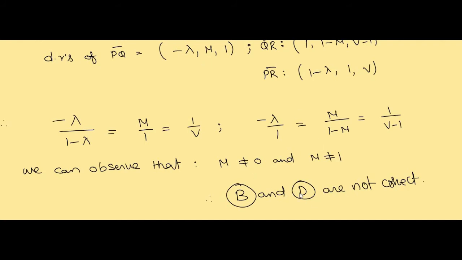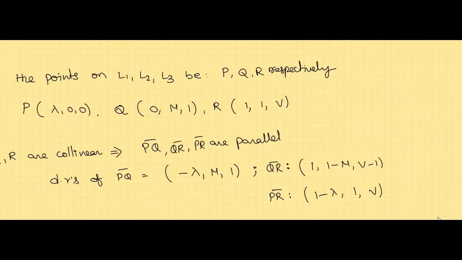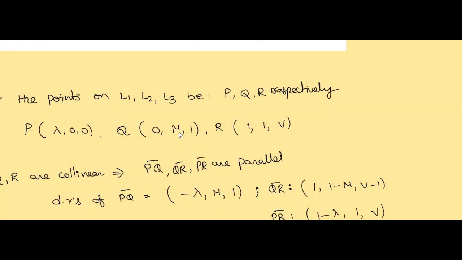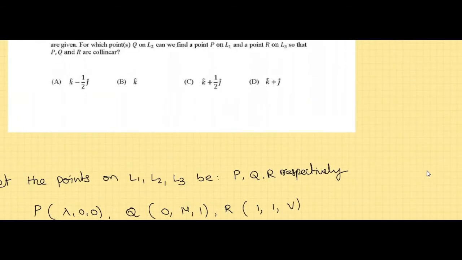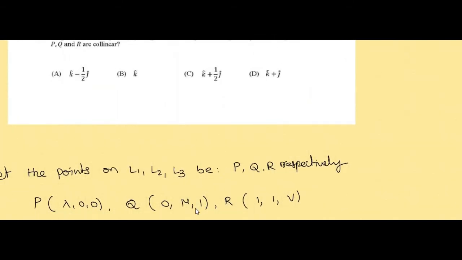So B and D are not correct. Why? Because when mu is equal to 0, your point will be 0, 0, 1, which means k bar. When mu is equal to 1, our point Q is 0, 1, 1, that is k cap plus j cap. So B and D are not correct.